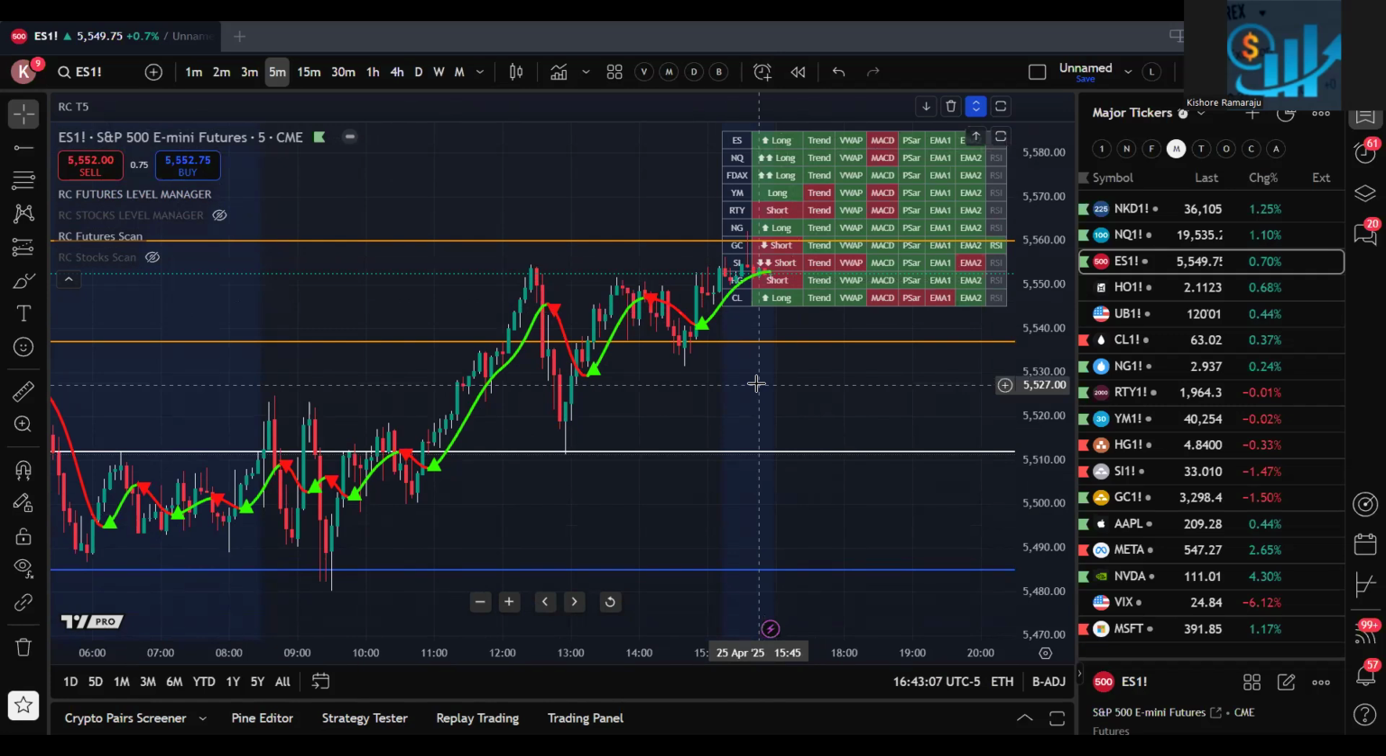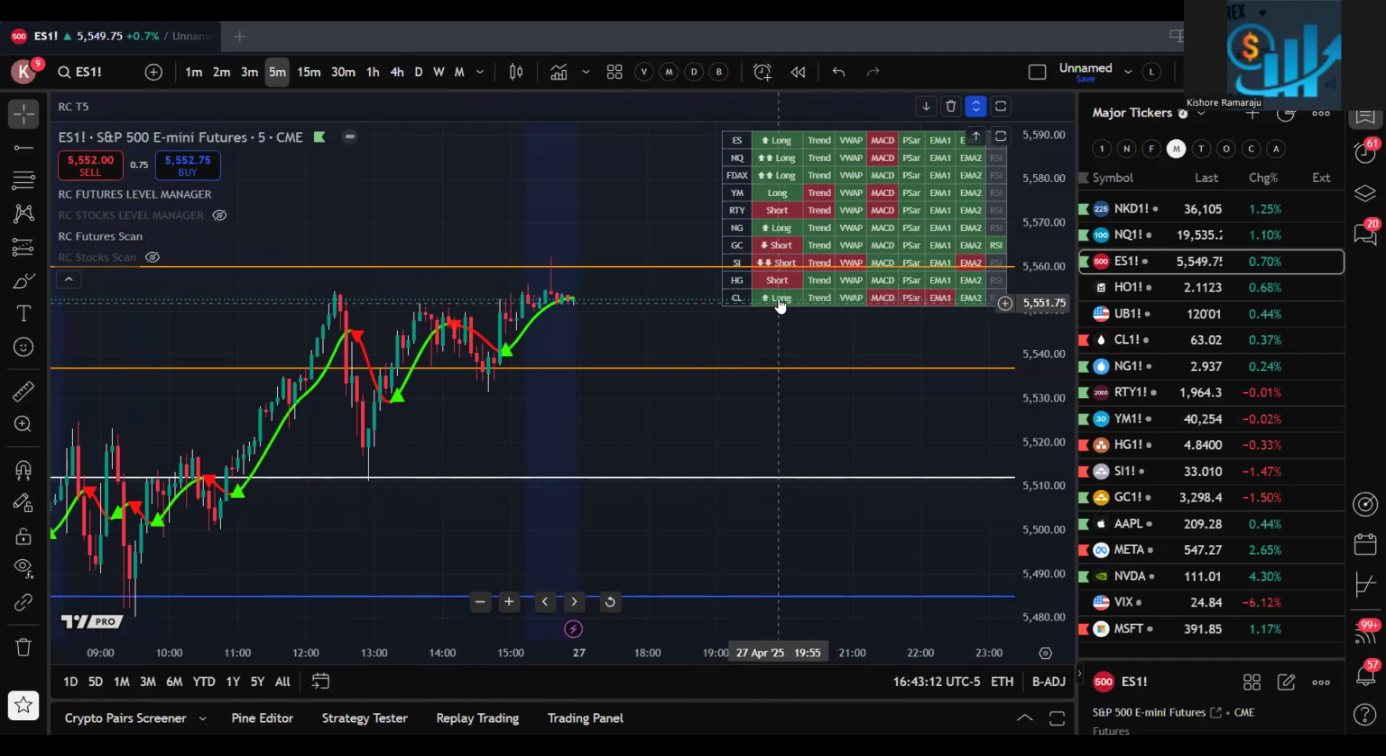By looking at the scanner, you know that crude oil broke one resistance level. Now it is in between the first level and the second level. Whereas NQ broke two levels already. It is between the second and third level. ES broke one level. It is in between the first and second level. If you see, most of them are green and it is looking bullish. NQ also, most of them are green. FDAX, everything is green. It is between the second and third resistance levels. By watching these, you can understand which ones are right.